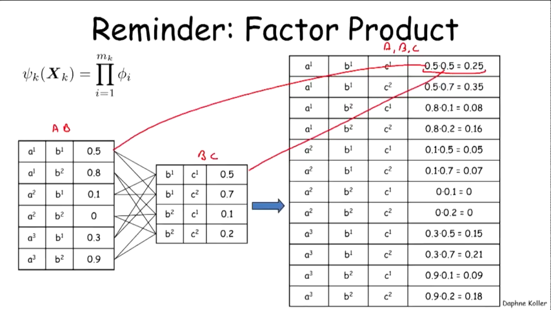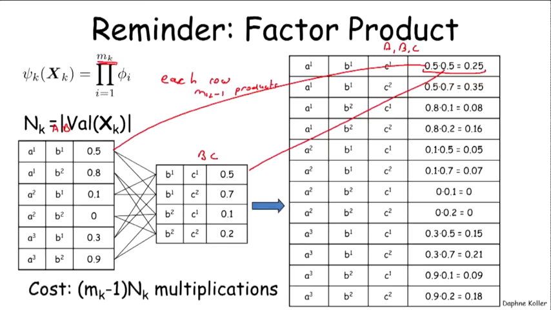So we have to produce every one of the rows in this new table, in this new factor. So let's call nk the number of rows in this new table. And how many operations do we need to produce each such row? Well, if we need to multiply, in this case, mk different factors, then for each row we have mk minus 1 products. And so in total, we get mk minus 1 times nk multiplications.